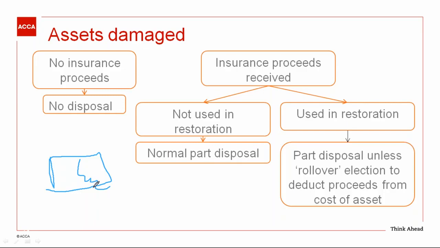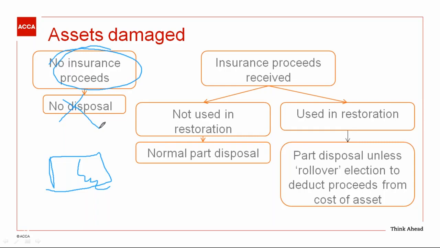However, for the purpose of CGT, even an asset which has got damaged may be treated as a chargeable disposal. Not all the time. Just because the asset is damaged, it doesn't mean it's a chargeable disposal. However, under certain circumstances, it will be treated as a chargeable disposal. So if the painting is damaged and the painting is not insured, then it's not a disposal for the purpose of CGT.